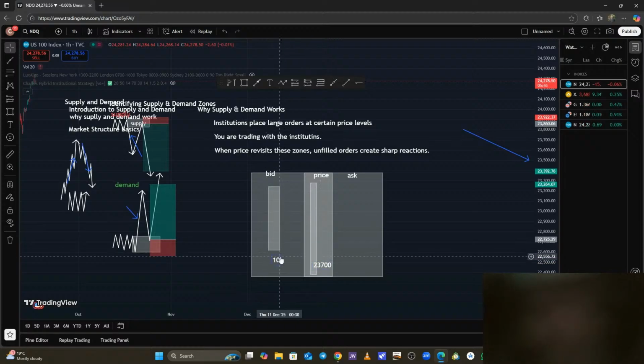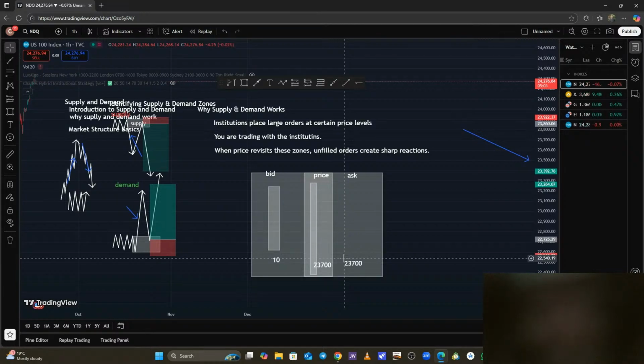For this person's order to be filled, someone should be offering to sell their own levels at the same price, 23,700. So someone should be able to offer 10 lots at this specific price. For a trade to occur, the buyers and the sellers must, not even should, must agree on a price. So if I want to buy from you, we have to agree on a price for the trade to occur. So that's the main reason why supply and demand works.